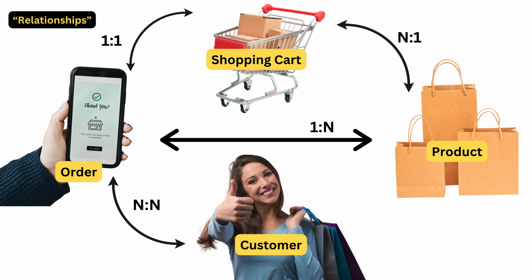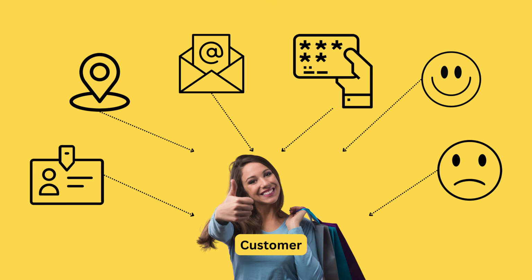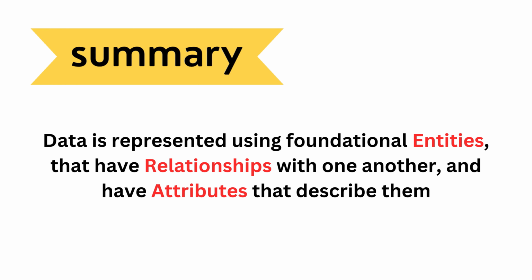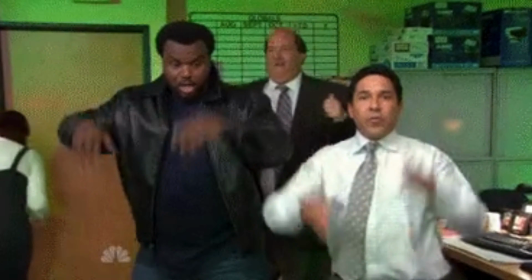A customer can have multiple orders. An order contains multiple products. A shopping cart contains multiple products. Entities also have attributes. For example, a customer entity has customer's name, addresses, email addresses, loyalty program status, preferences, and more. In summary, data is represented using foundational entities that have relationships with one another and have attributes that describe them.